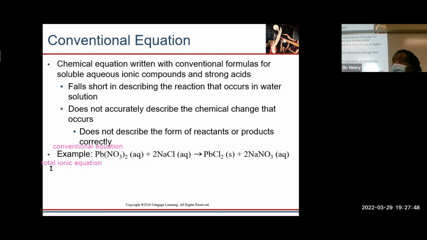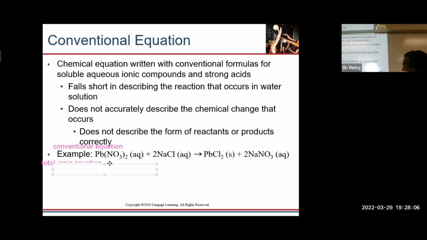Okay, so in the case of a total ionic equation, we're just going to separate those ions because we know that as soon as you put them in aqueous conditions, they separate, right? So if it's aqueous, they're going to separate. If it's a solid, liquid, gas, it's going to stay together, okay?